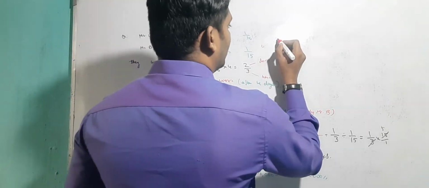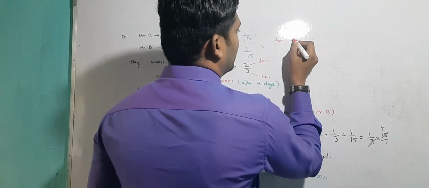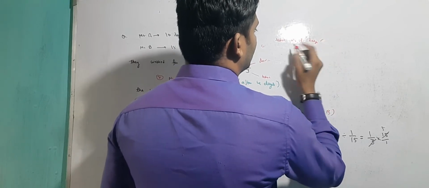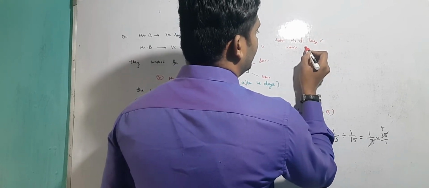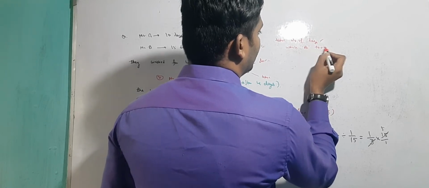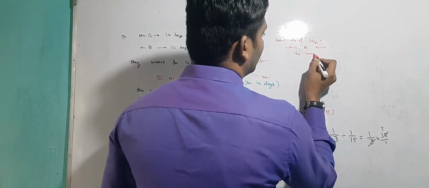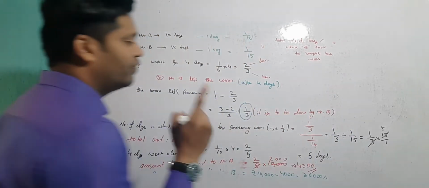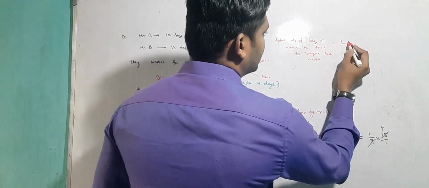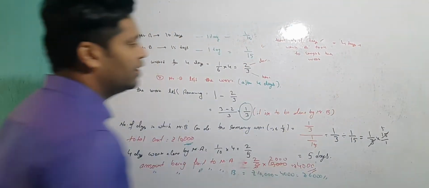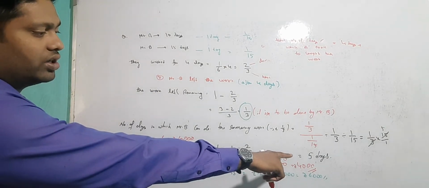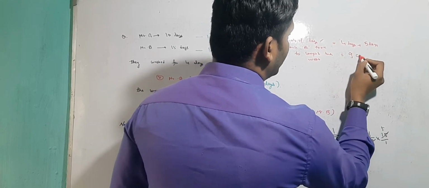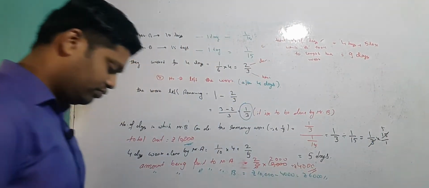So, the total number of days B took to complete the work, how much? He worked with A together for 4 days. Okay, sir, 4 days. After that, Mr. A left. Then he did the remaining work in 5 days. Sir, 5 days. So the total is 9 days. Okay, you worked for 9 days.